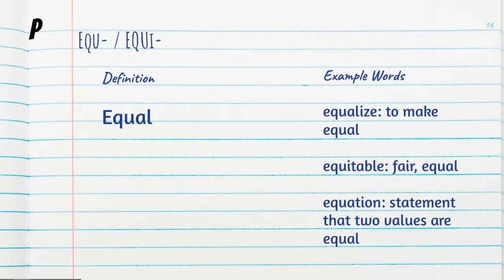Next, we have equ and equi. These mean equal. So they look very similar to their meaning. So you have equalize, which means to make equal. You have equitable, which is an adjective that means fair or equal. And then you have equation. So an equation is a statement that two values are equal.